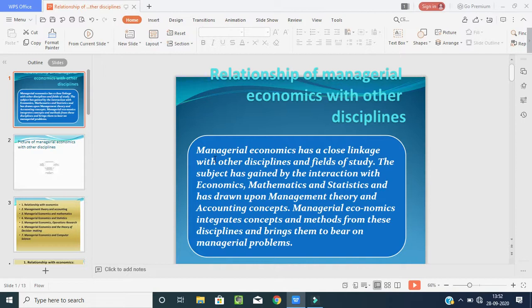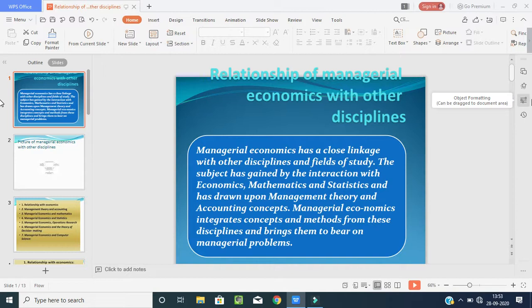Here, what does it mean? The meaning, or the concept, has been given in the paragraph. You can see it here on the screen. Managerial economics has a close linkage with other disciplines and fields of study. The subject has gained by the interaction with economics, mathematics, and statistics, and has drawn upon management theory and accounting concepts. Managerial economics integrates concepts and methods from these disciplines and brings them to bear on managerial problems.